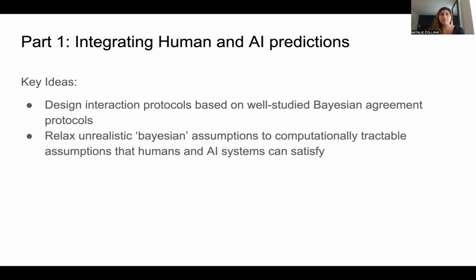Great. Okay, so part one, integrating human and AI predictions. The high level idea here is we're going to design some protocols for interaction between human and AI systems, which are based on well-studied Bayesian agreement protocols in the Bayesian setting, but we're going to relax a lot of these Bayesian assumptions so that it becomes more reasonable for the human AI setting we're considering.